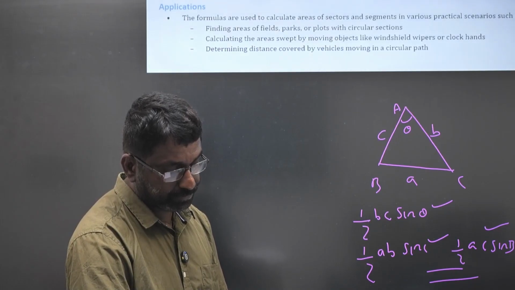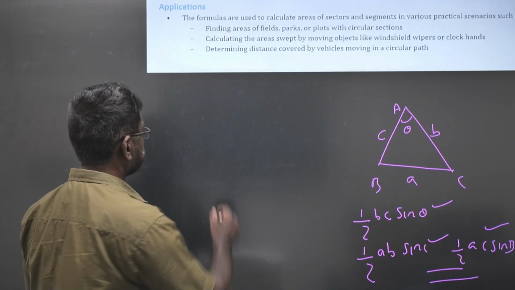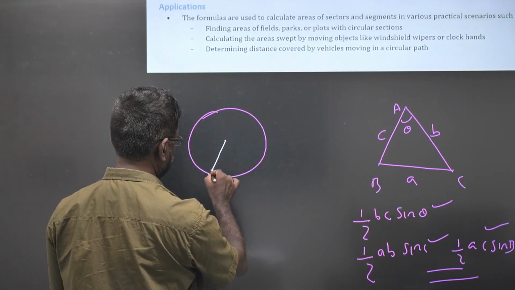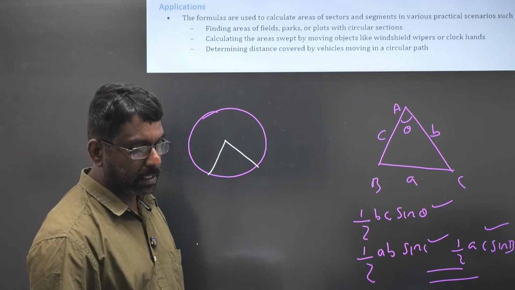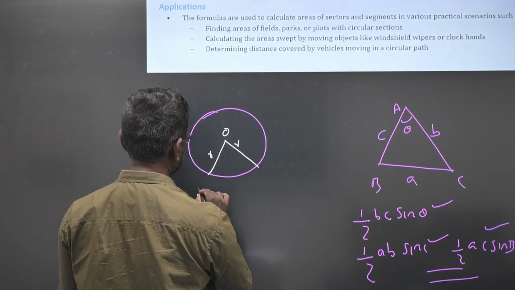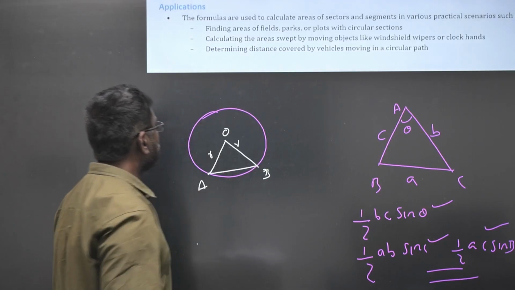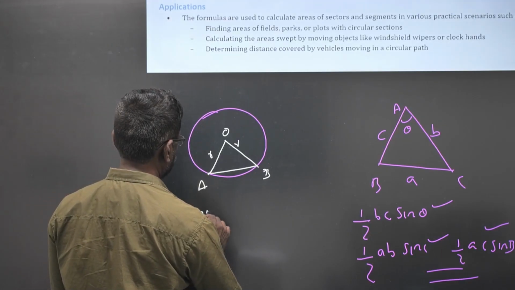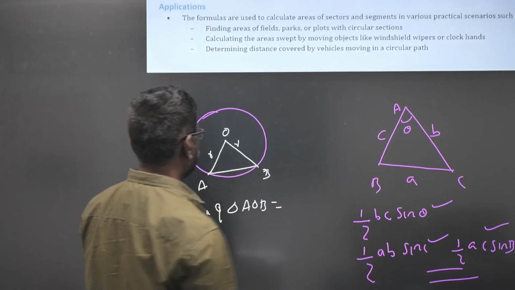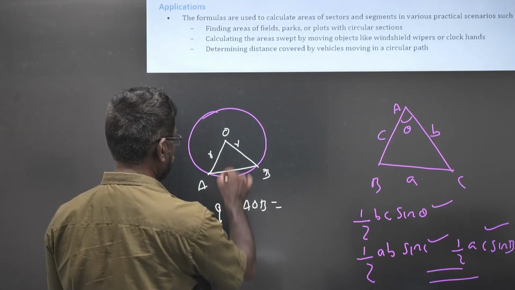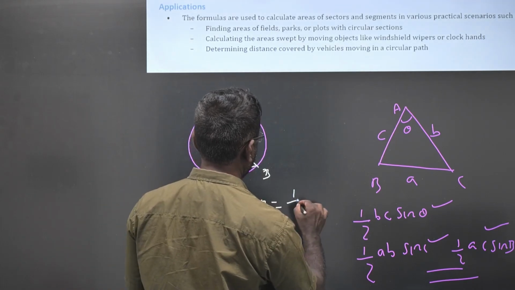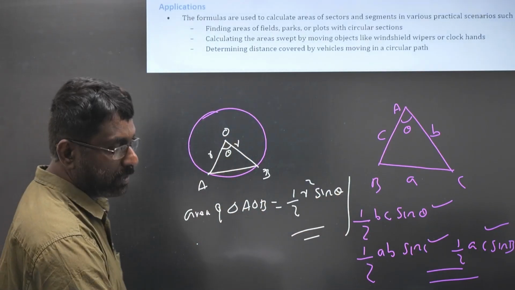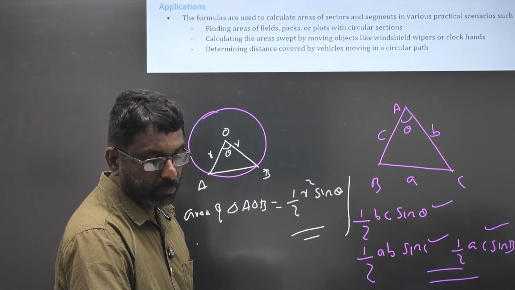Then another formula. Suppose this is the circle with center O and radius R, with points A and B. Area of triangle AOB: here also there is a direct formula. Suppose this angle is theta. Then the area of this triangle is half into R square sin theta. Area of triangle AOB is half R square sin theta. That is very important.